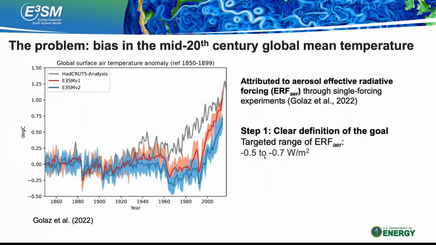So the reason that we had a major effort focusing on this for E3SMv3 is that in E3SM v1 and v2, we had a problem where the temperature in the mid-20th century was significantly lower than it should be, even lower than in the pre-industrial. And through single forcing experiments, Chris Golaz identified that this could be addressed through reducing the effective aerosol radiative forcing to an estimated range of minus 0.5 to minus 0.7 watts per meter squared. And so this was the target range that we were asked to achieve.